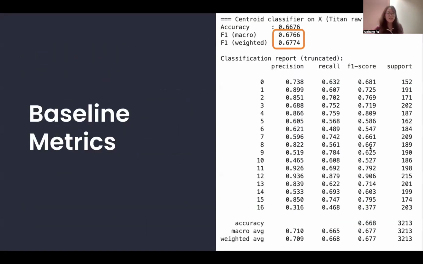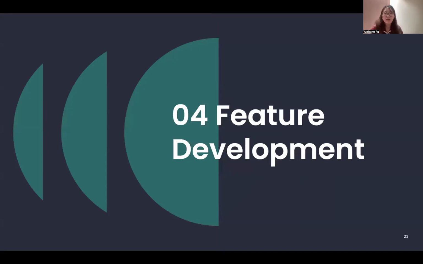Here is a screenshot we have from the baseline approach. Looking at the F1 score over here, the macro F1 score stands for the general F1 score, and the weighted one is weighted by the frequency of each label. We have really similar metrics, which is 0.67 as our baseline metric. Next, we're going to talk about how we use feature development to improve our model performance.